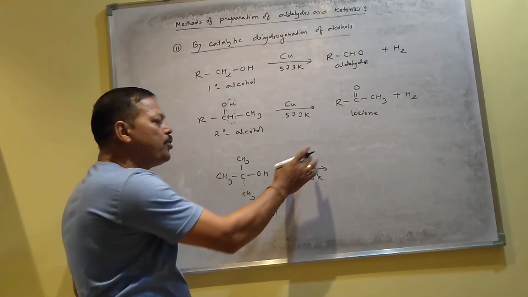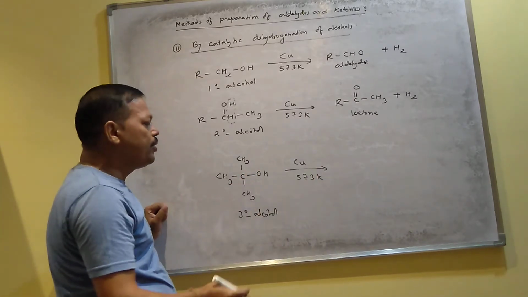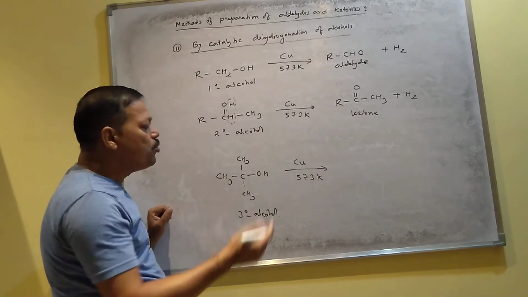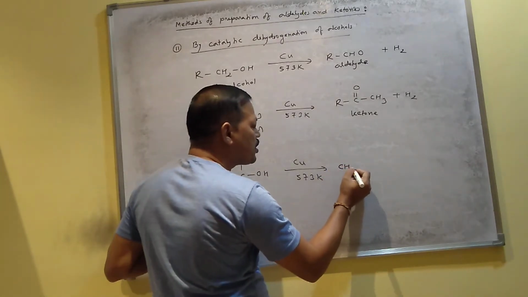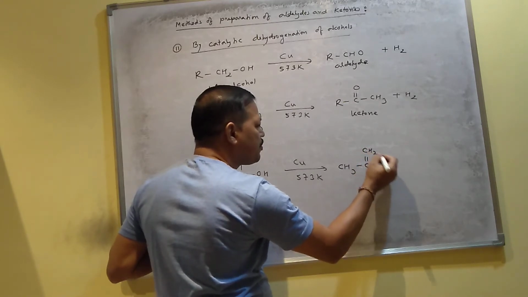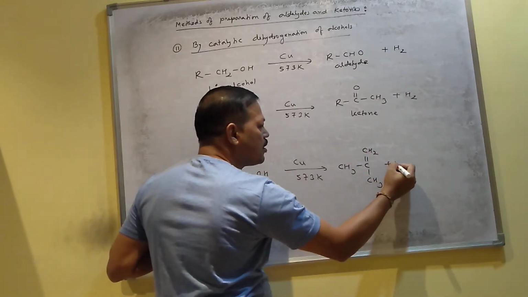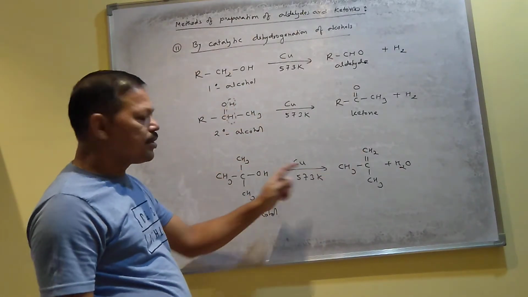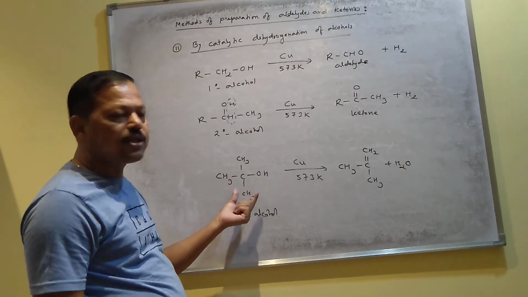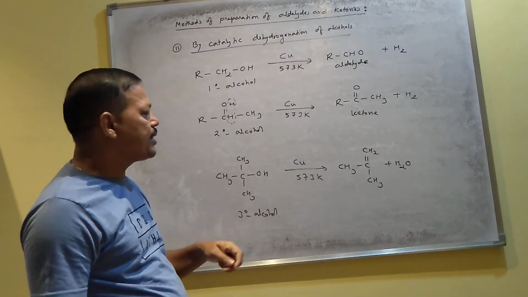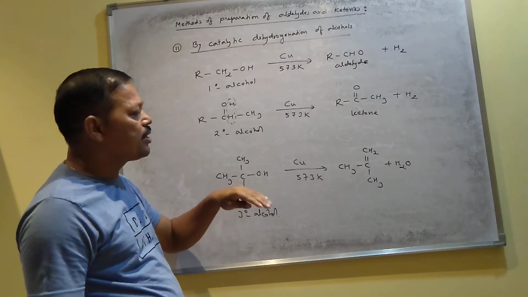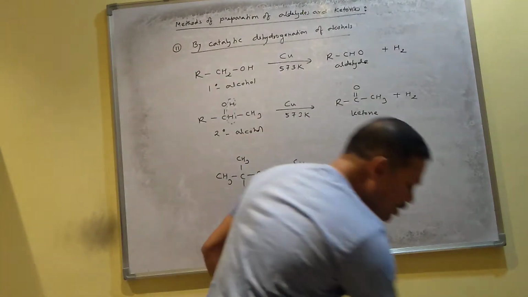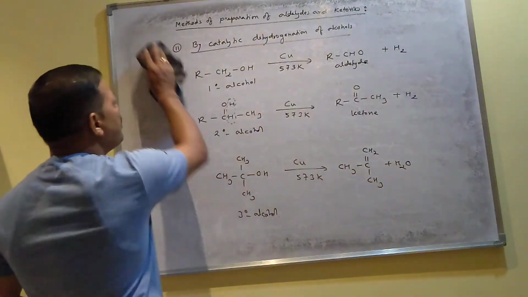That is why if you apply copper in case of tertiary alcohol, instead of dehydrogenation, it undergoes dehydration. I mean it removes water, and when it removes water, it will convert to alkene. This is not a method of preparation. Just for knowledge, I have given this reaction. So if the alcohol is tertiary and you apply some dehydrogenating agent, dehydrogenation does not take place. Instead, dehydration takes place, I mean removal of water takes place. So this is about the second method.